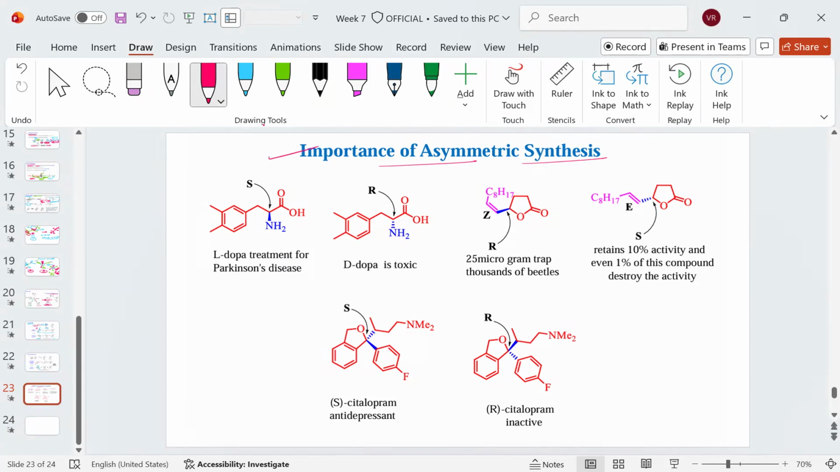This is L-dopamine, which treats Parkinson's disease. But if you look at D-dopamine, it is toxic. So when we are trying to get the medicine, if another stereoisomer is present in it, then it is toxic to our body. Therefore, we need this L-dopamine very selectively, not the D-dopamine.